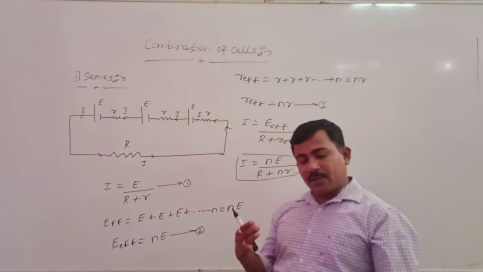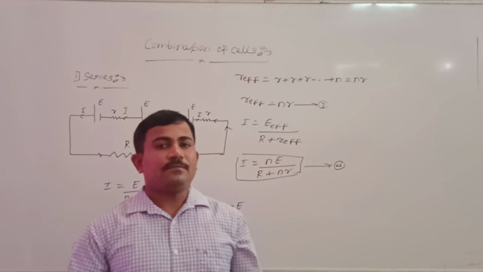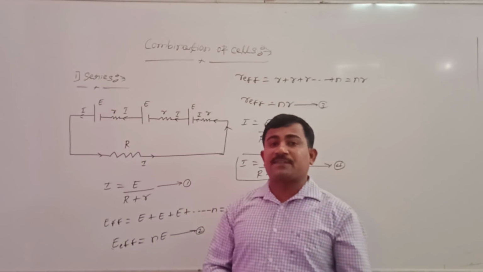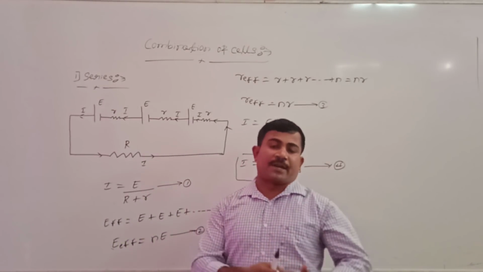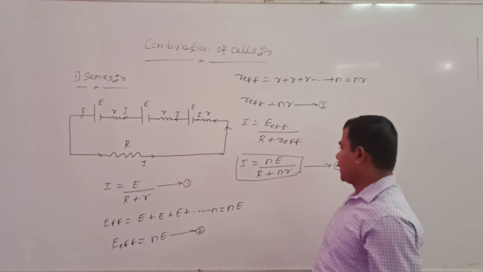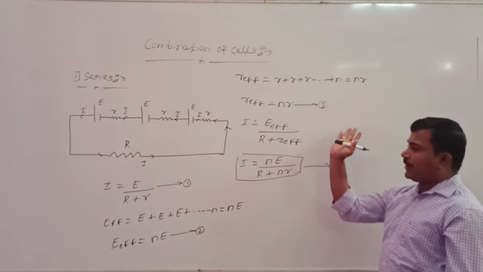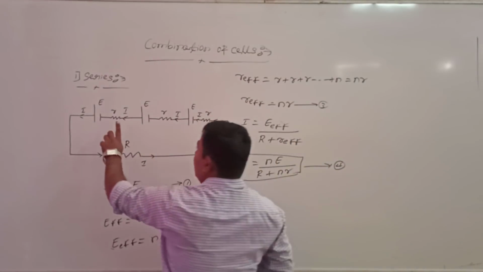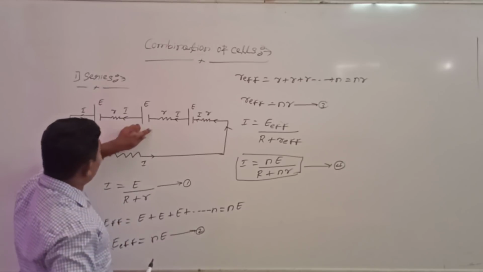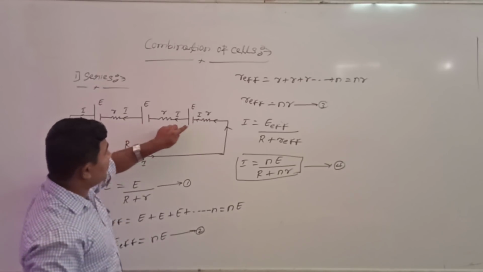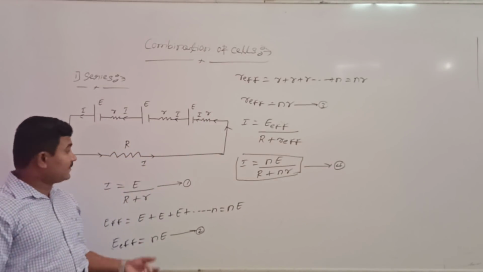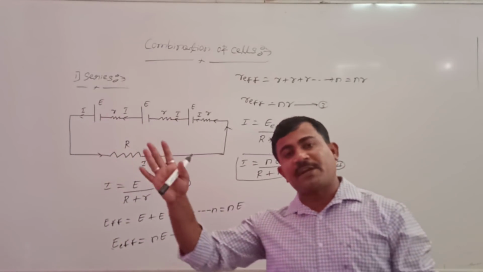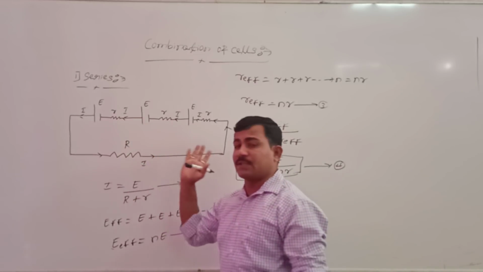Students, point to be noted: from this equation, you can take the condition for maximum current and the condition for minimum current. How to get the condition of maximum current here? See here, E represents the EMF of each cell and small r represents the internal resistance of each cell. Then what is capital R? The external resistor connected to the combination of cells in series.